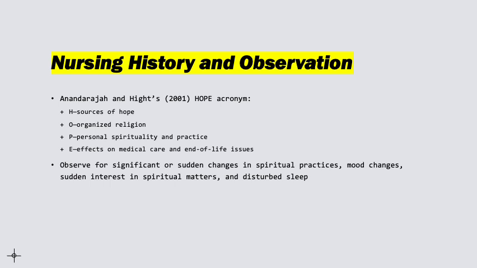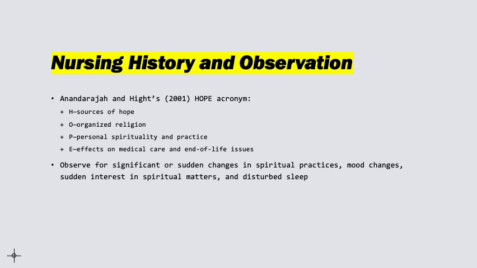Because a person's spirituality and religious beliefs can influence every aspect of being, an assessment of the patient's spirituality, including beliefs and practices, the effects of these beliefs on everyday living, spiritual distress, and spiritual needs, should be included in each comprehensive nursing history. So how do we go about assessing for spirituality? One simple guide is Anandarajah and Hight's HOPE acronym. H stands for hope: sources of hope, meaning, comfort, strength, peace, love, and connection. O: does the patient have an organized religion? P: what are your personal spirituality and practices? And then E: what are the effects of your beliefs, religion, and spirituality on medical care and end-of-life issues?